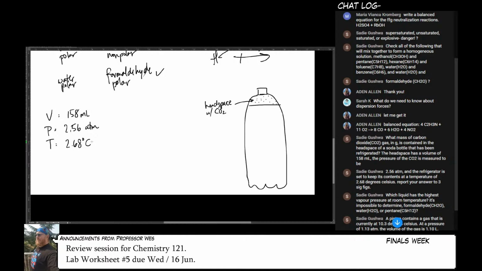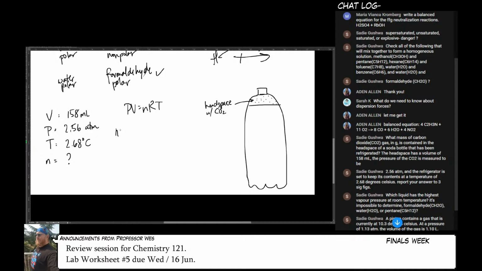So what mass is in there? Well, first of all, what equation do you think you're going to use? You only have a before condition, right? There's no after. So we're going to be using the ideal gas law. Secondly, you're solving for mass, right? What variable will get you towards mass? Well, moles will, since you know it's CO2. So we're going to solve for n.